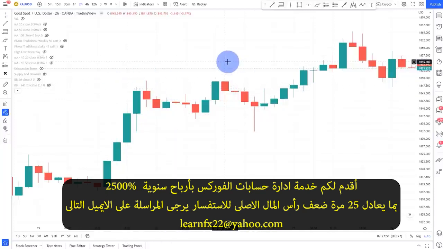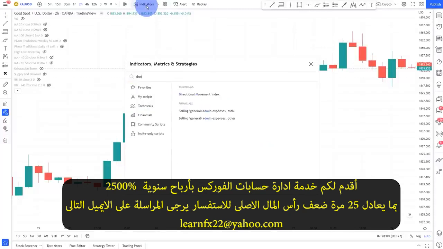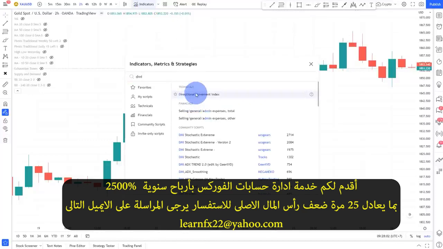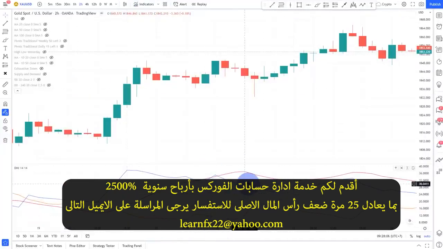I'm using TradingView, as you can see, and here it's very simple and there's a very cool indicator for the ADX. So we go to indicators here, and then instead of typing ADX, we do DMI, and this is also the ADX, but there are some really cool benefits to this. So we click on it, and then you see we have something like that.